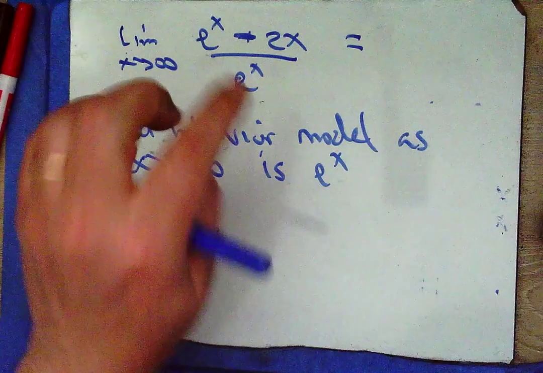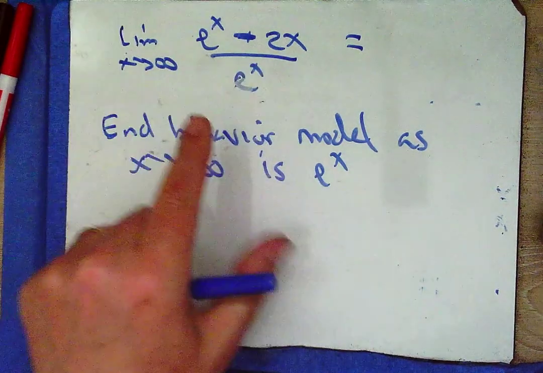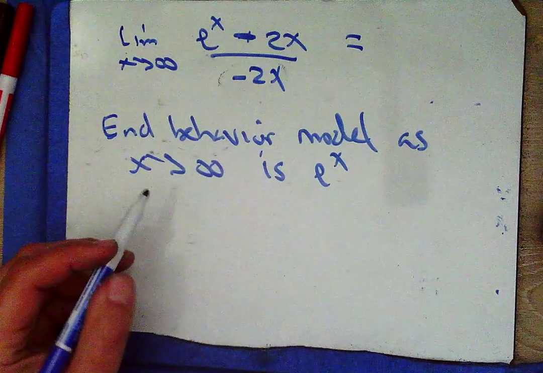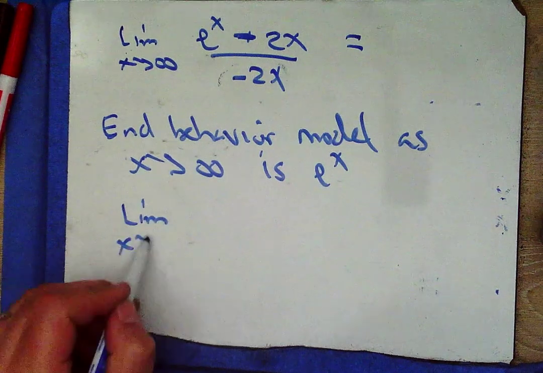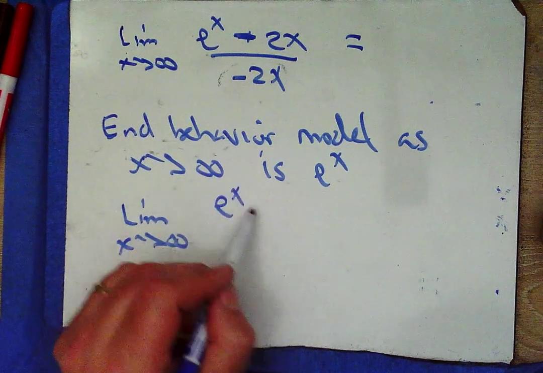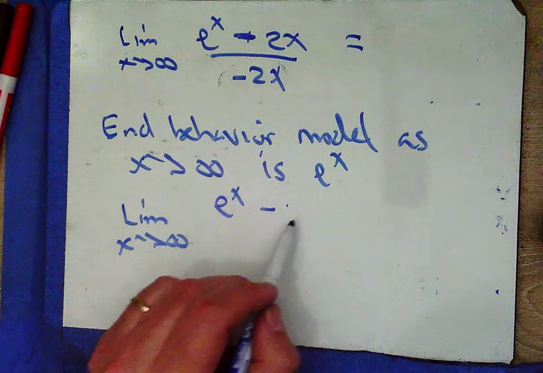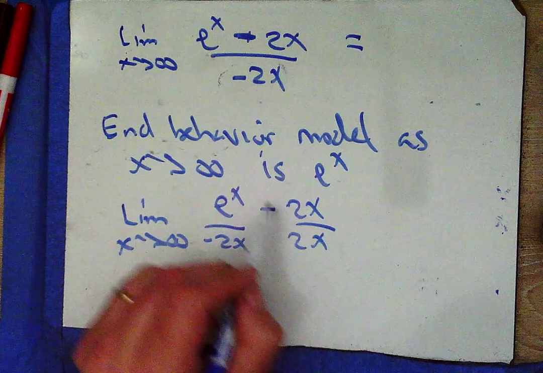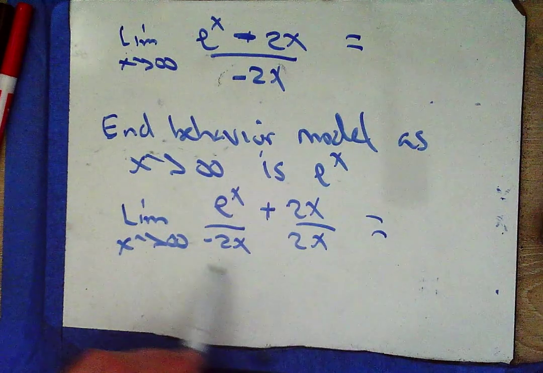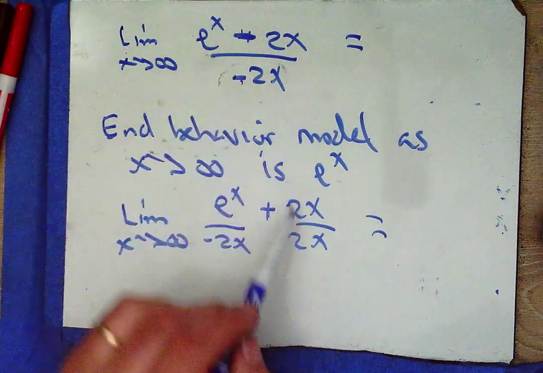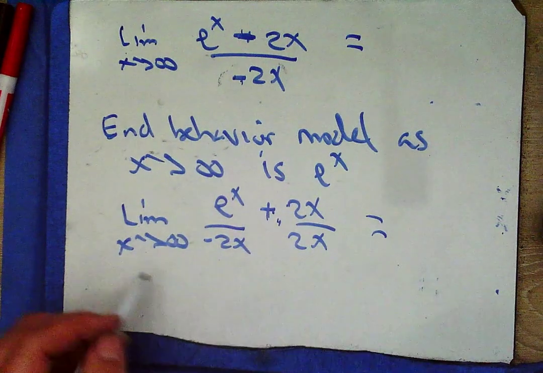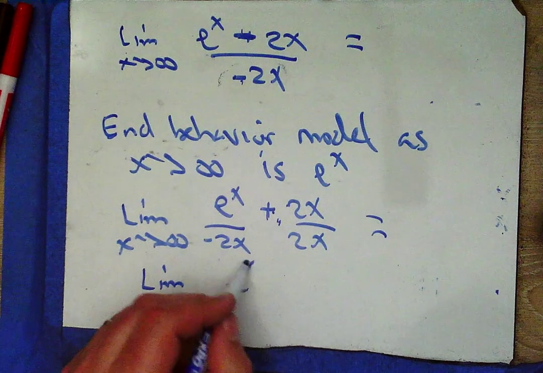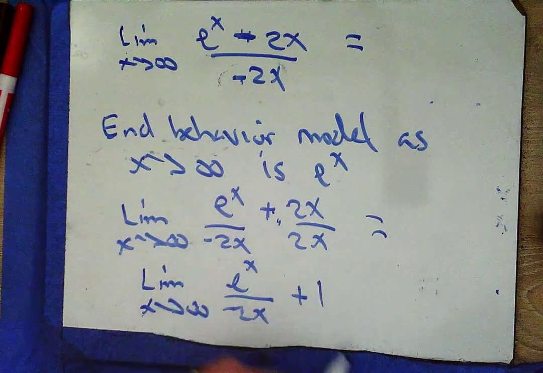Or did you want me to try guessing the other one? All right, let's guess the other one. See what happens if we put the minus 2x here. So now I have the limit as x heads to infinity of (e to the x minus negative 2x) over negative 2x. Okay, so what does that give me? Oh yeah, that's a negative divided by negative. Is that positive? Well, that now gives me the limit as x heads to infinity of e to the x over negative 2x plus 1.